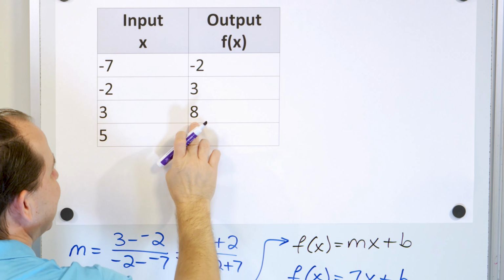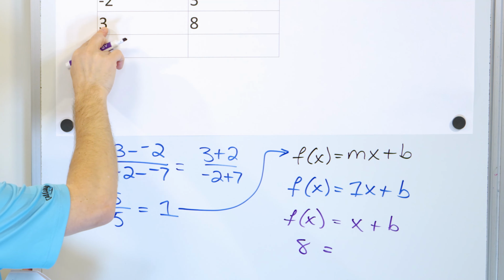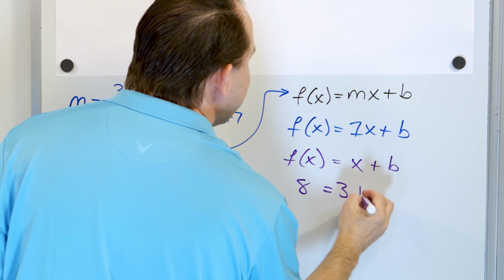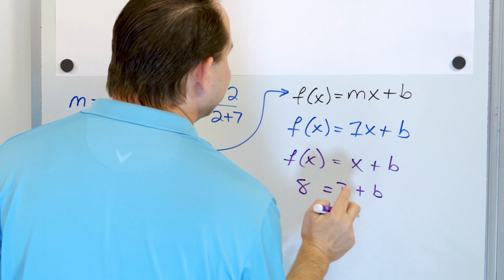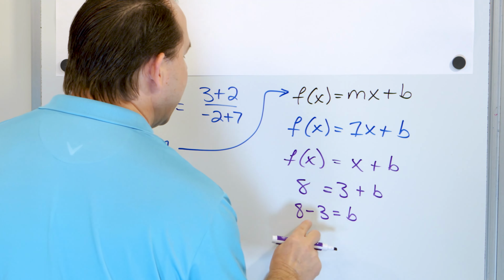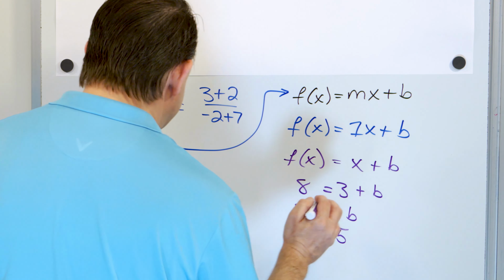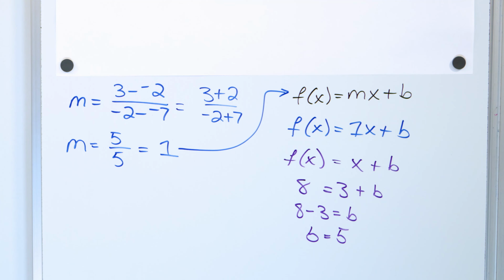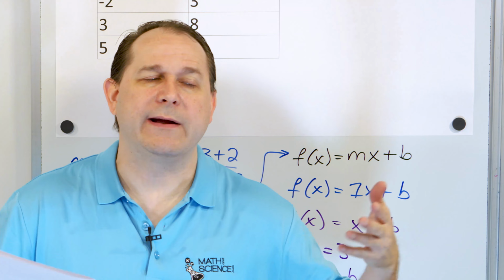The output f of x is 8 when the input x is 3. So I'll put a 3 in there, and now I can figure out what that y-intercept is. All right, I'm going to subtract 3 from both sides. Because I subtract 3, it goes away. Here I get a 5, so the y-intercept is equal to 5. Now we learned from the last lesson that the y-intercept represents the initial condition of whatever it is we're studying.